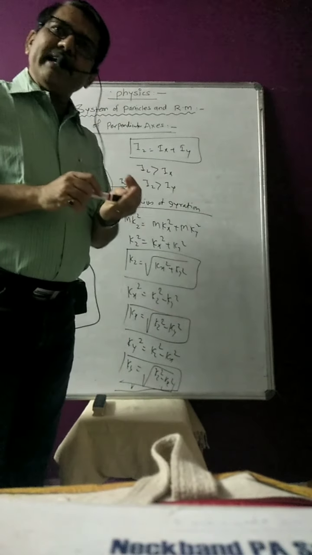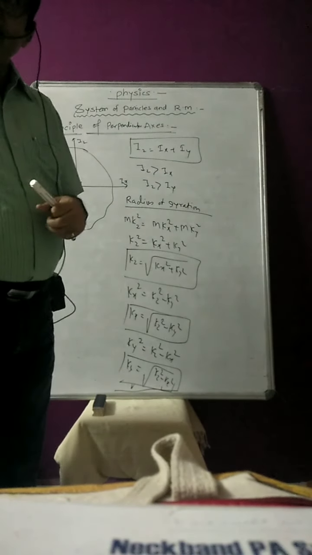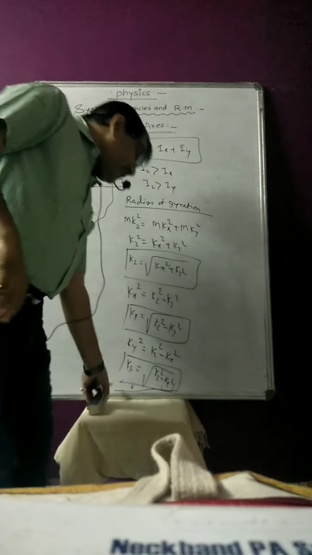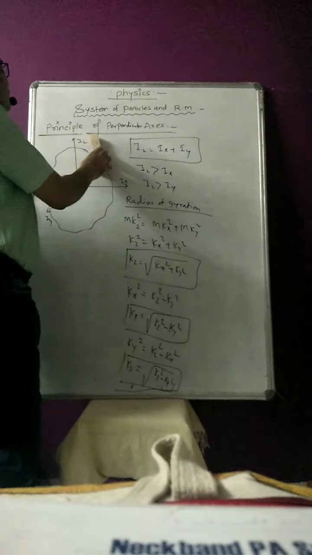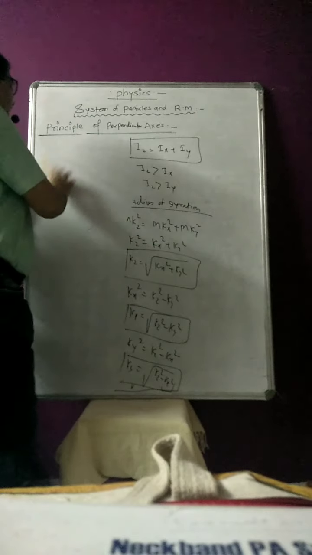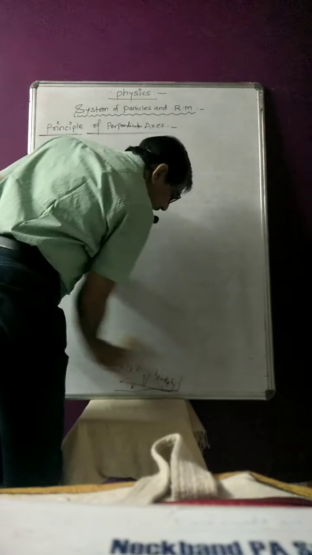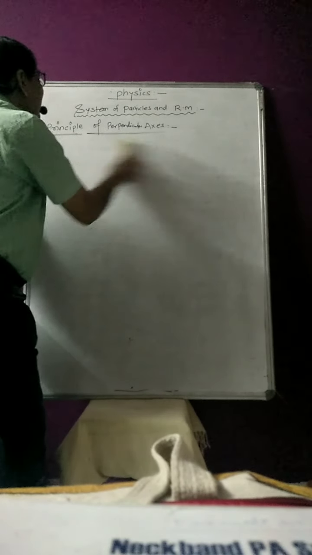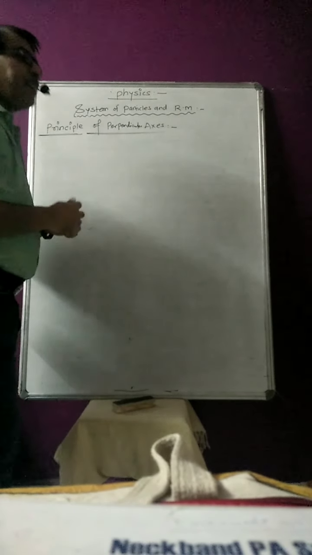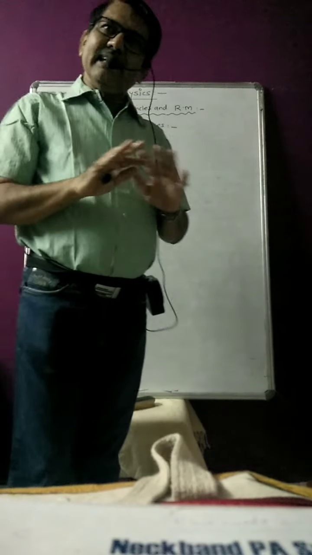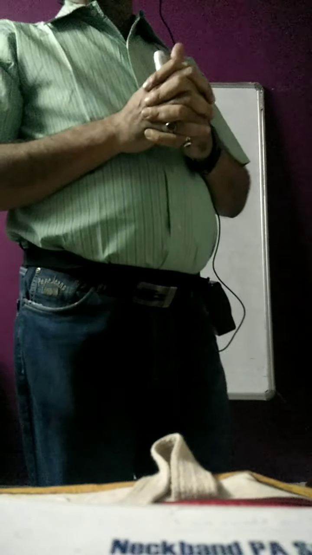Okay, so now we can proceed one by one, for each theorem. So the first theorem, that means both the theorems we can use for the body which is supposed to be considered to be a ring. Or instead of ring, I will take first of all a thin rod. Okay, if suppose you have a thin rod, for the thin rod only, I will explain to you what will be the moment of inertia.